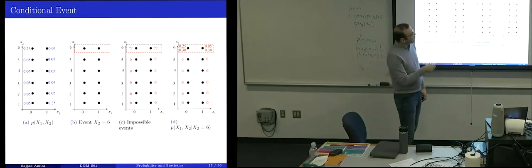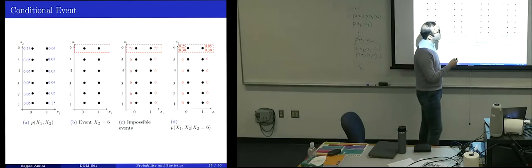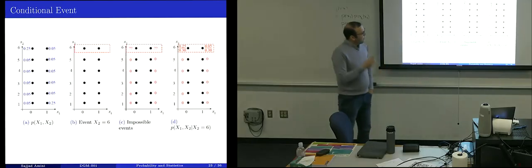I have a new word. This is the word of conditional event: P of x1 and x2, given x2 is equal to 6. We know that x2 is equal to 6, but I put it here because in general, we have this notation. So the updated probabilities are as written in this image.